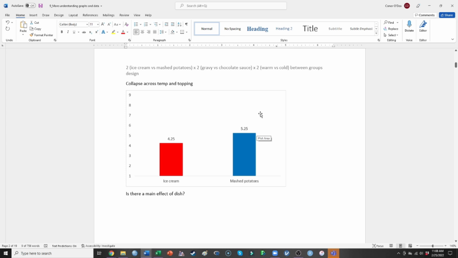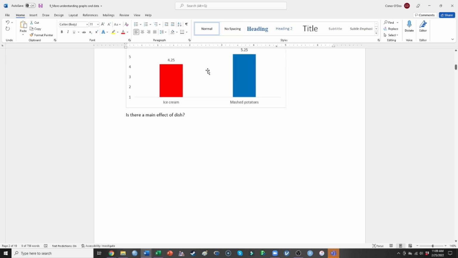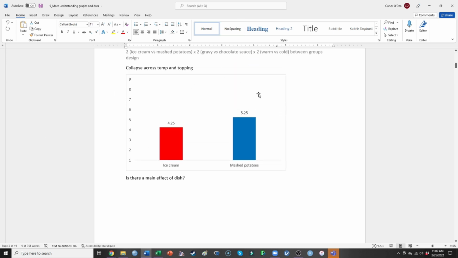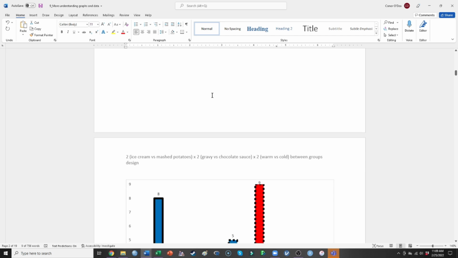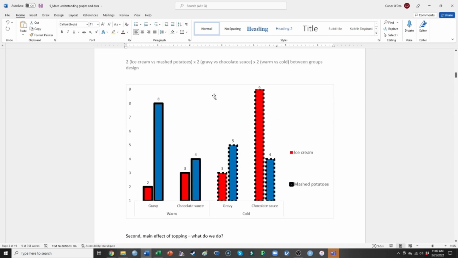That's probably going to be a significant effect where we would say mashed potatoes is perceived significantly higher than ice cream in terms of general likability here. And you might disagree with that, and that's fine, but for the purposes of this assignment, we went ahead and said mashed potatoes is higher than ice cream. So now I'm interested, is there a main effect of topping?